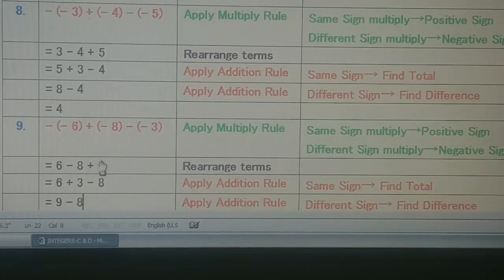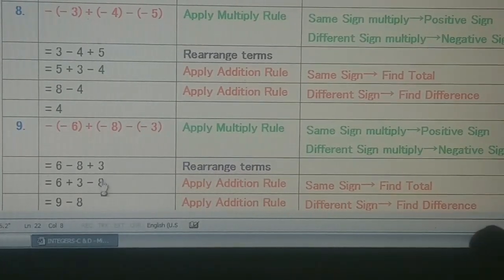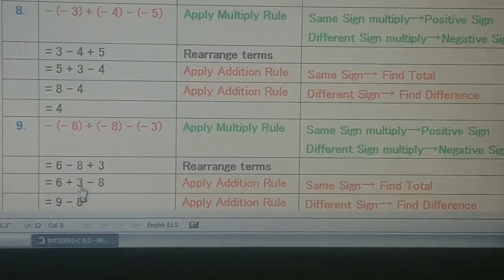Again we have to remember numbers having the same sign are solved first. 6 is positive, 3 is positive, so 6 and 3 will be solved first, and 8 will be solved last. So first we copy 6, then we copy plus 3, and then we copy minus 8. That means we are rearranging the terms, and then we solve the sums. So plus 6, plus 3 and minus 8 will be solved.